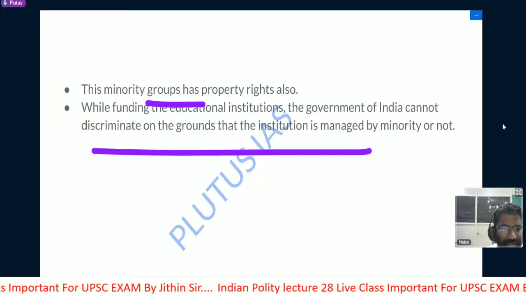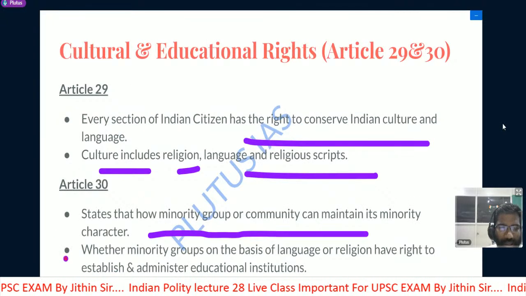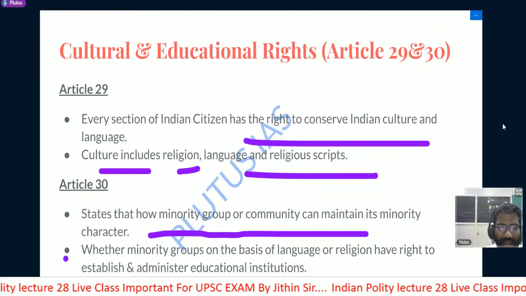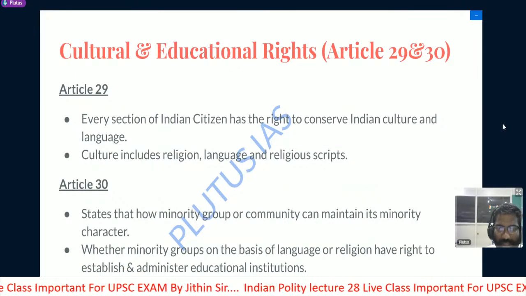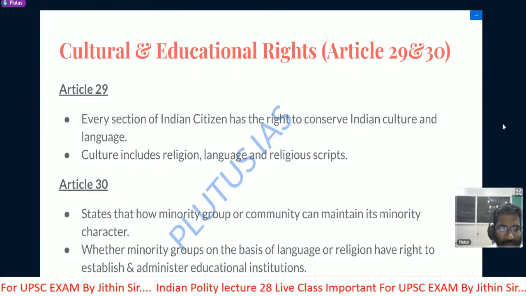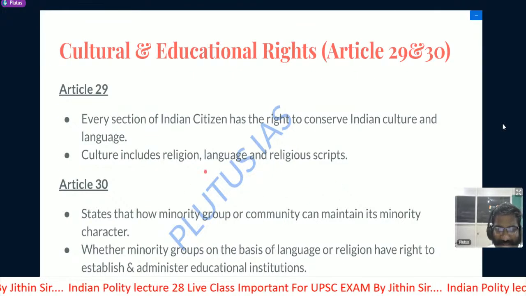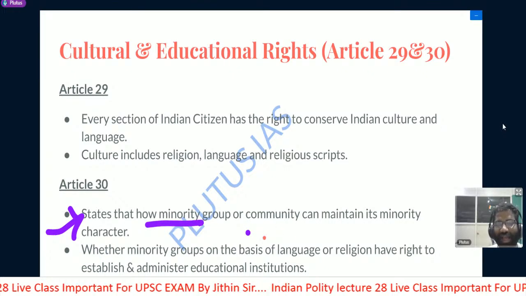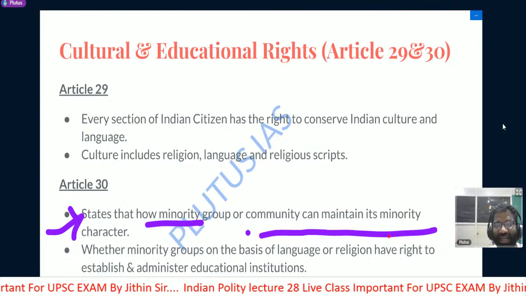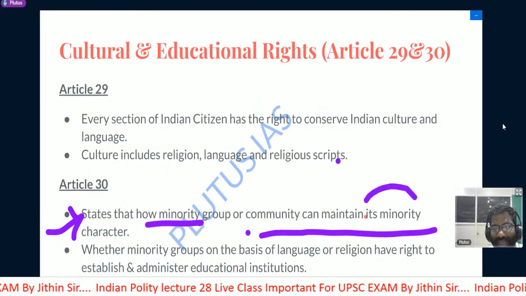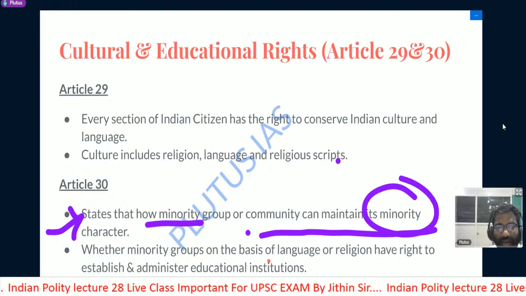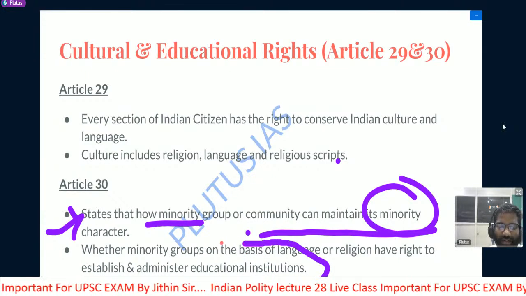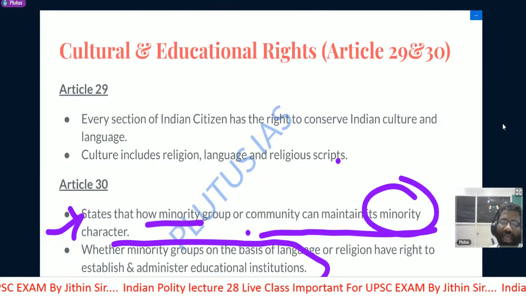Could you please repeat the second point? Aditi, I'll repeat all 3 points once more. The first point was every minority group has every right to preserve their culture and language. That is, their minority character can be preserved, and every minority group has a right to establish and administer any educational institution.